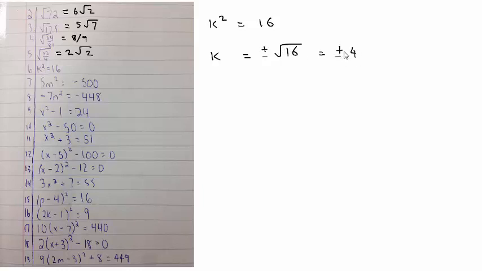So k is either positive 4, in that case k squared is 16, or k could also be negative 4. Like I said, a negative times a negative, negative 4 times negative 4 is going to give you a positive 16. So we have two answers for k, plus or minus 4.